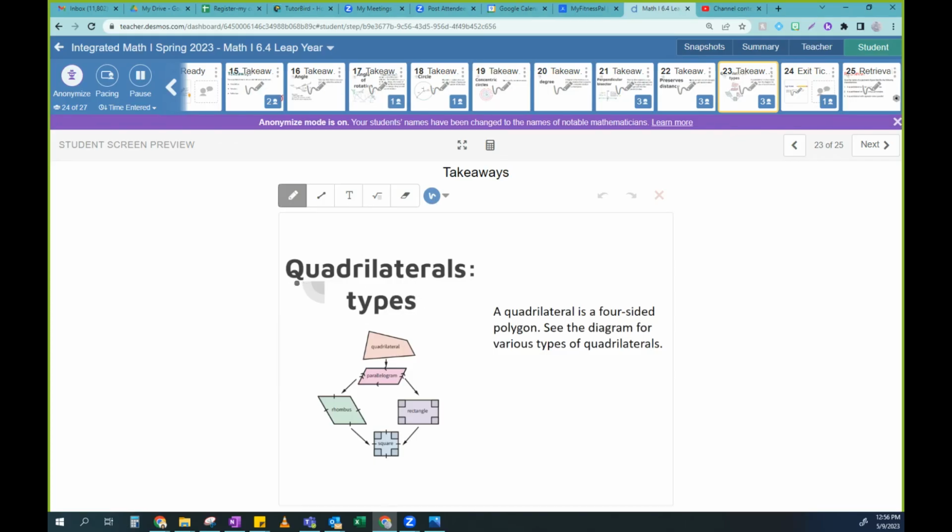So this first part, quadrilaterals. Does anybody know what that prefix means? Actually, it's a root word. Does anybody know what that means? Yeah, it means four. Does anybody know what this word means? Lateral. Lateral actually means sides. I can prove it to you.